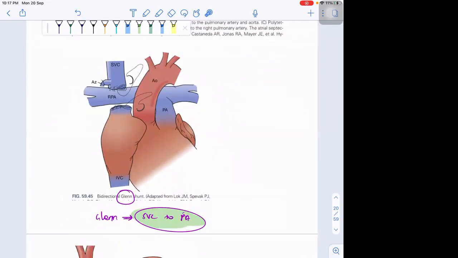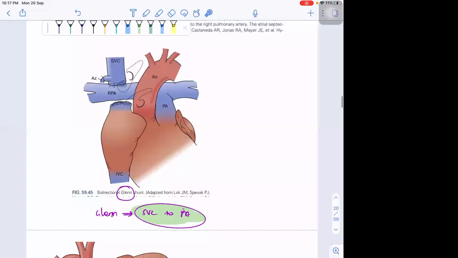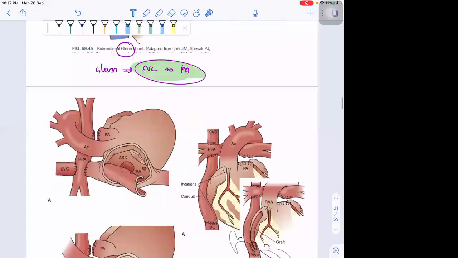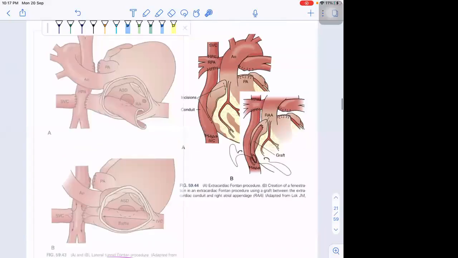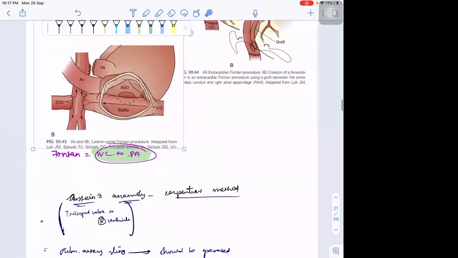Then they are telling about named procedures only. What is a Glenn shunt? The Glenn shunt is from the SVC to the pulmonary artery. And next comes your Fontan. The Fontan is IVC to the pulmonary artery. Finished.